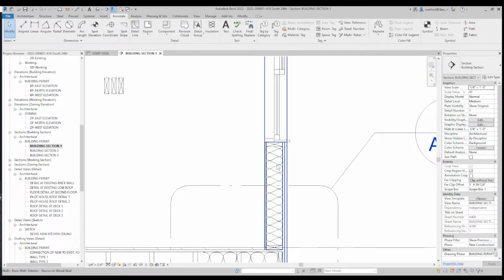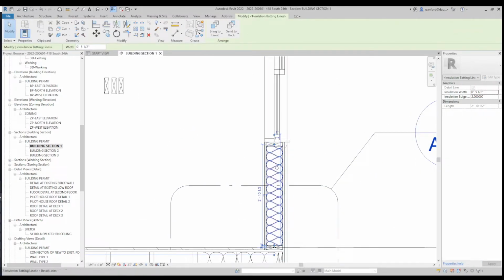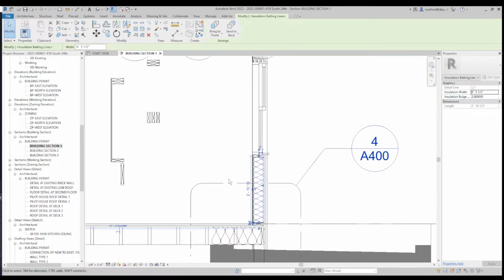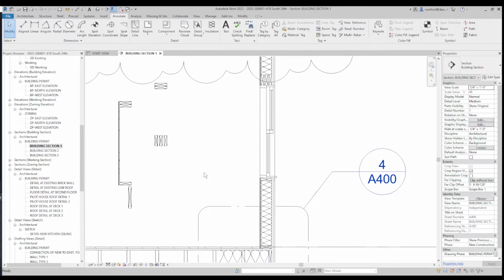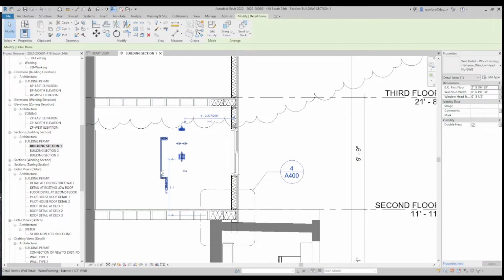And then the insulation here, these are just the insulation lines that are used under Annotate, where is it? Insulation right here. So these are just the insulation lines that are kind of the Revit out of box.